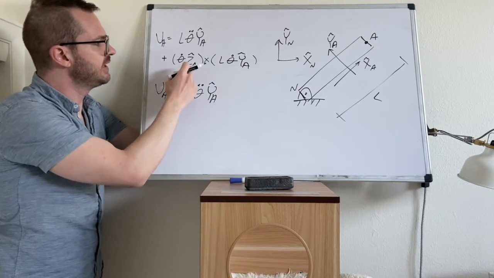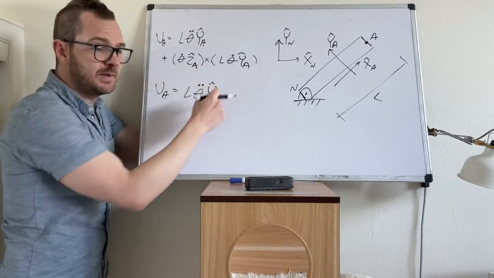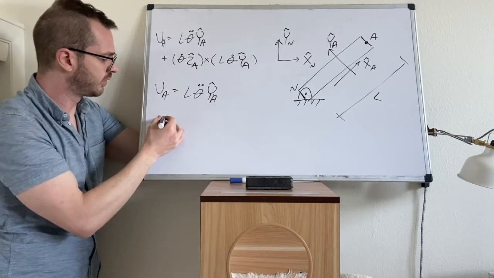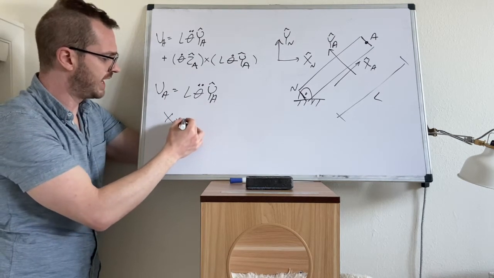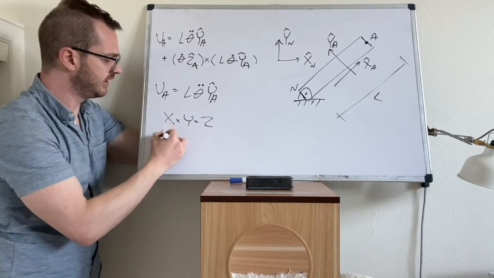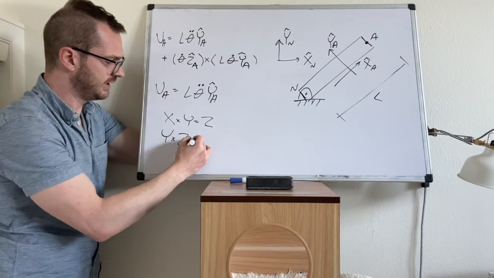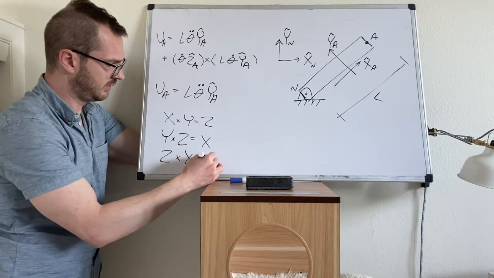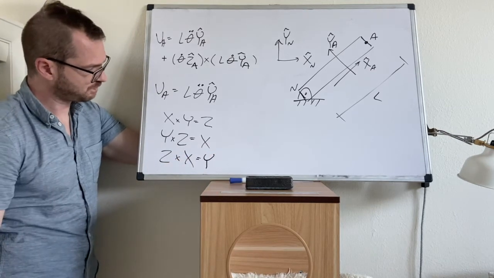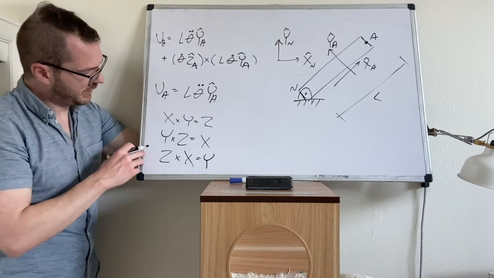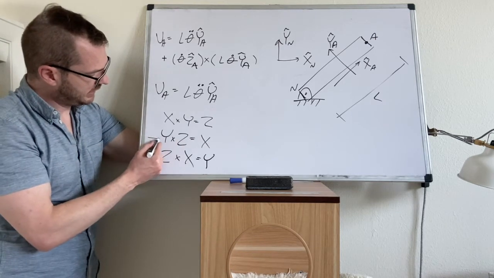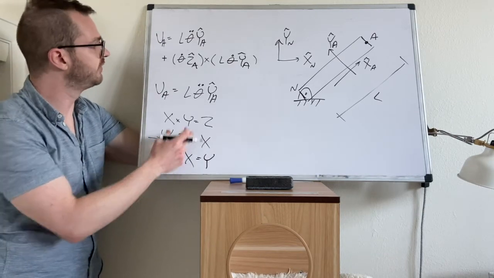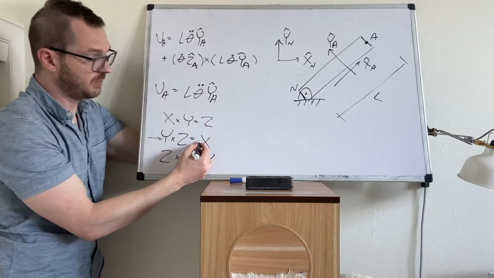Well, z cross y is negative x. Go back and recall all of your cross products. Remember that x cross y is z, y cross z is x, and z cross x is y. Now, the one we're looking at is this one in the middle. The order has been reversed. It's not y cross z, it's z cross y, so it becomes a negative.